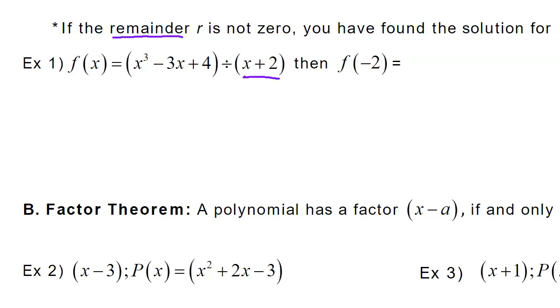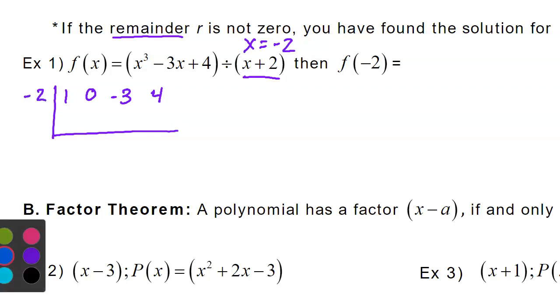Instead of what we do with synthetic division, I'll go ahead and do that really quickly. We have x cubed, so that means there's a 1 in front. It skips over x squared, so I have to put a 0 as a placeholder. Then -3 is in front of the x, and then a 4. I'm dividing by the root. So here, the root is -2.